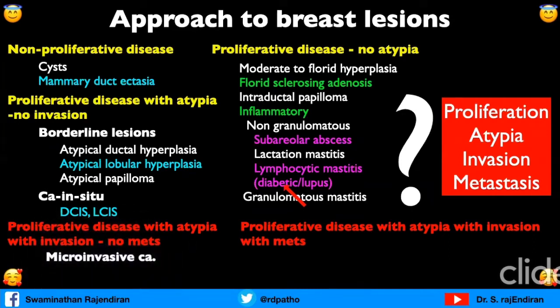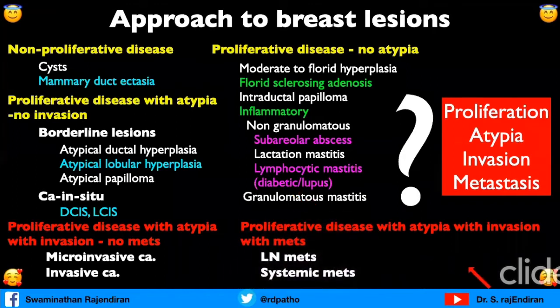And for proliferative disease with atypia with invasion, depending upon the distance of invasion, you classify them into micro-invasive and invasive. In breast, the criterion is 1 millimeter. If the invasion is less than 1 millimeter, it is micro-invasive. If it is more than or equal to 1 millimeter, then it is invasive carcinoma. And whenever there is invasive carcinoma, the next question is, is there any metastasis? Whether it is lymph node metastasis or systemic metastasis.